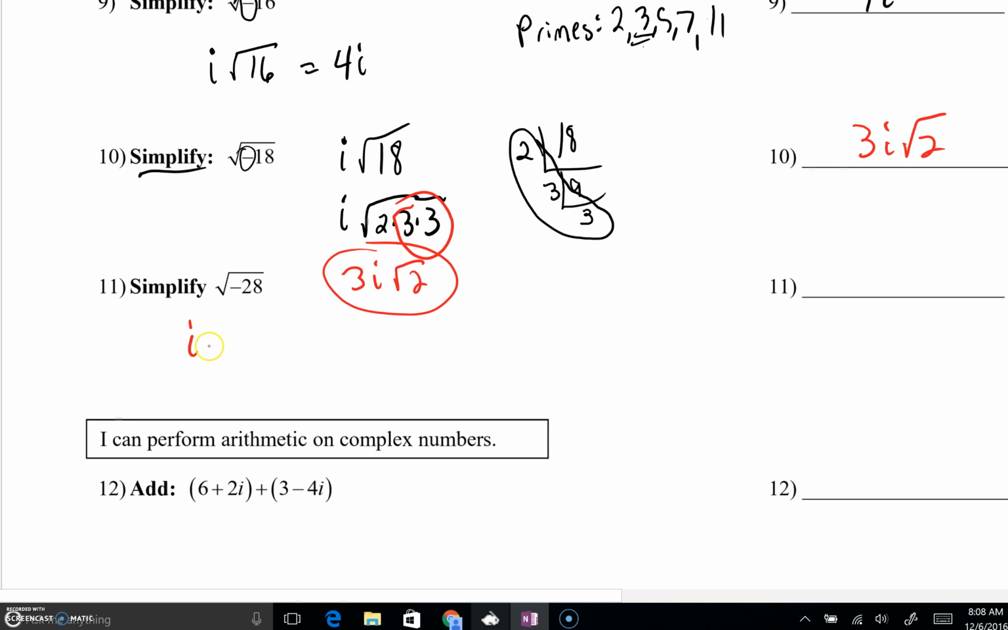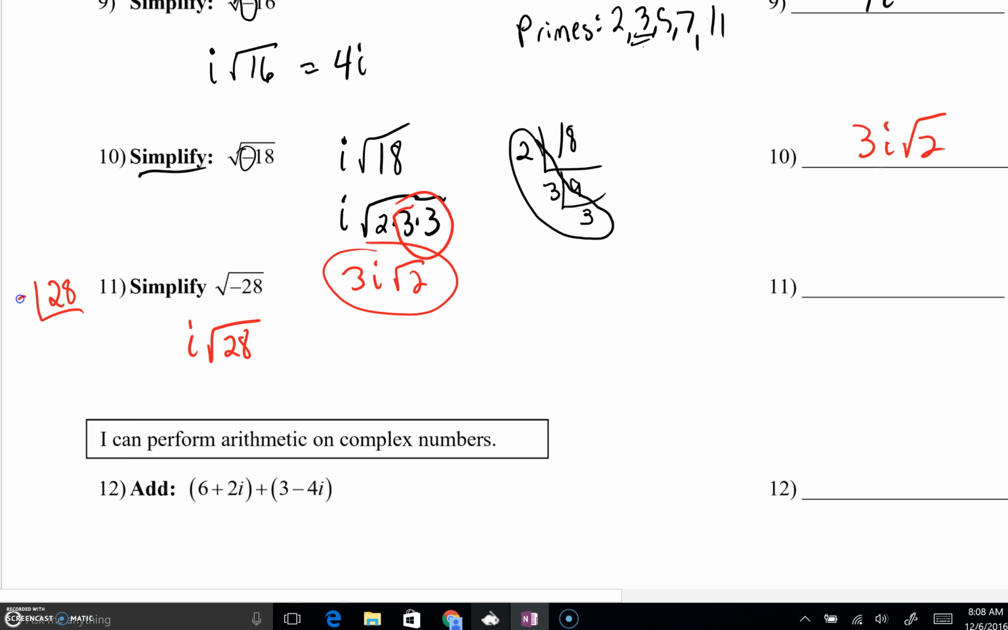Take out an i, and you'll have i radical 28. Now what? Well, we'll go ahead and try to break 28 down. It's not a perfect square. You can even do that off to the side here.